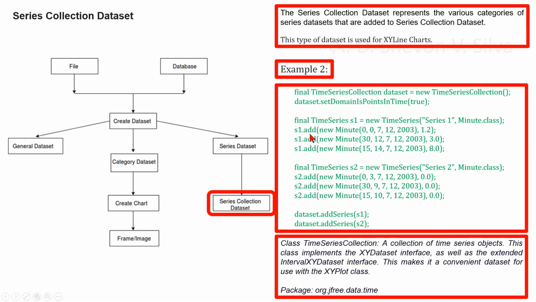Here add adds a new data item to the series and sends a series change event to all registered listeners. Period here is the time period, null not permitted, and value is the value here. Here addSeries adds a series to the collection and sends a dataset change event to all registered listeners. Here series, the series, null not permitted.